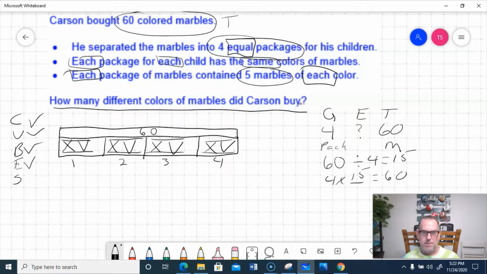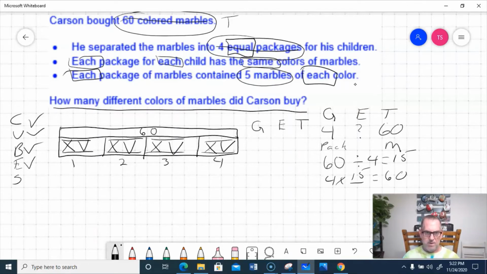So I'm going to go back to my problem here, and we already used the 4 packages and a total of 60 marbles. But we still see that each package for each child has the same colors of marbles in there, and each package of marbles contains 5 marbles of each color. So we've still got some equal size groups here, so we'll go back to our GET strategy. So groups, each, and total right here.